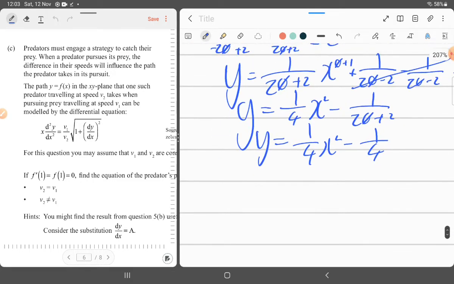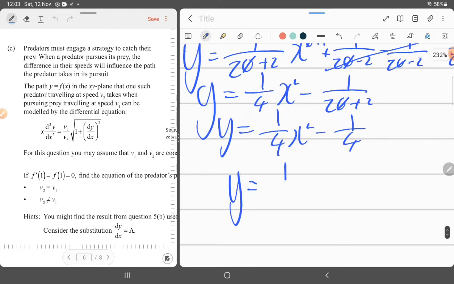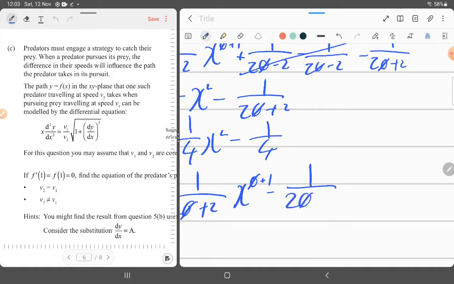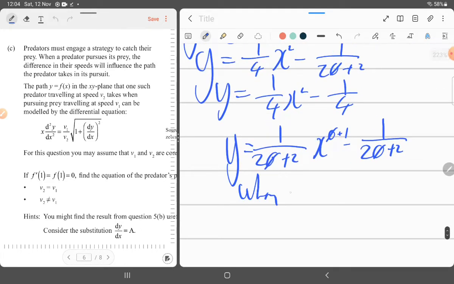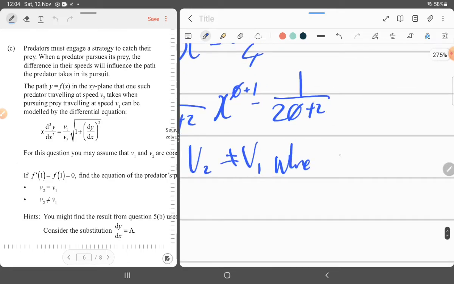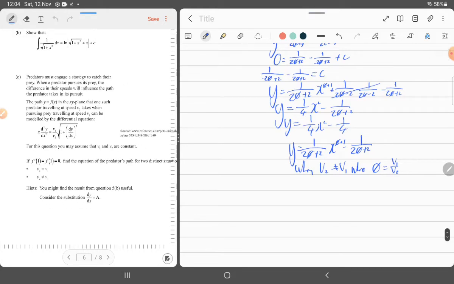So if v1 equals v2 then this is the equation. If v2 does not equal v1, then the equation is 1 over 2 phi plus 2 x to the power phi plus 1 take away 1 over 2 phi plus 2, when v2 does not equal v1, where phi is equal to v1 over v2. Okay, I believe this concludes the walkthrough.